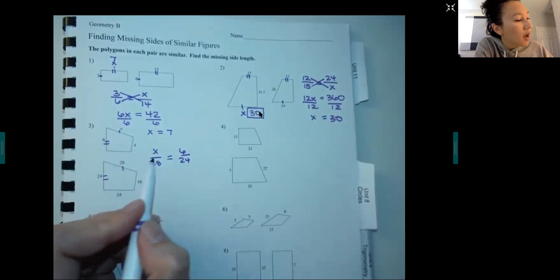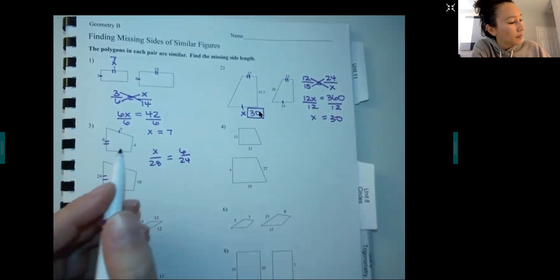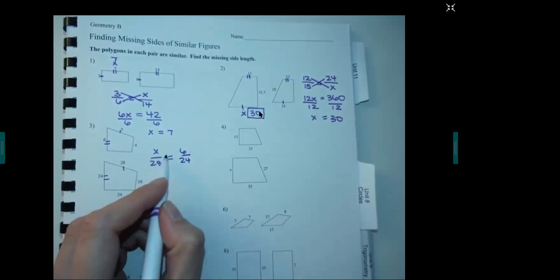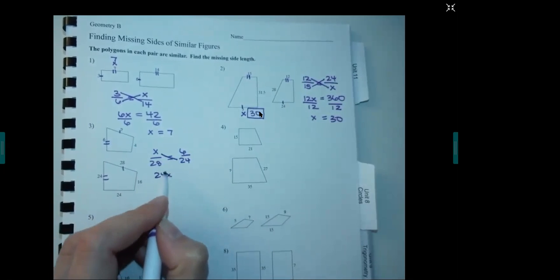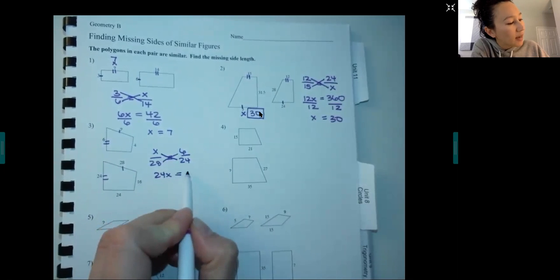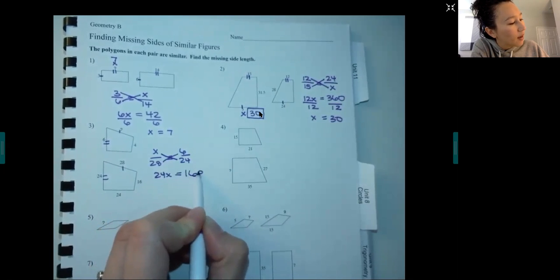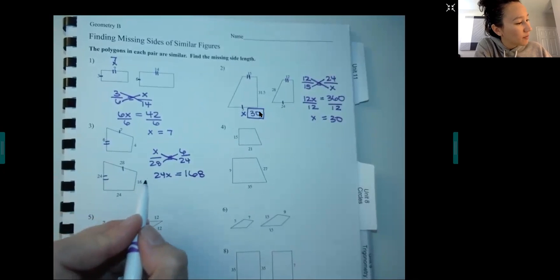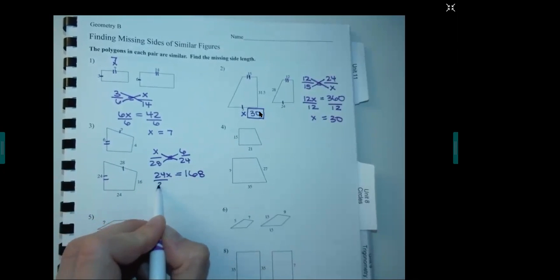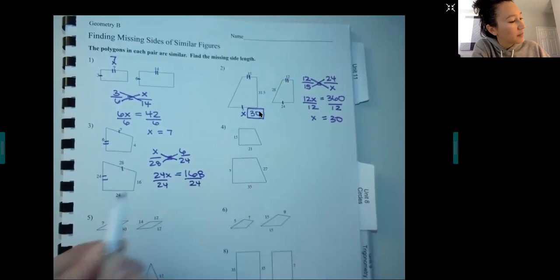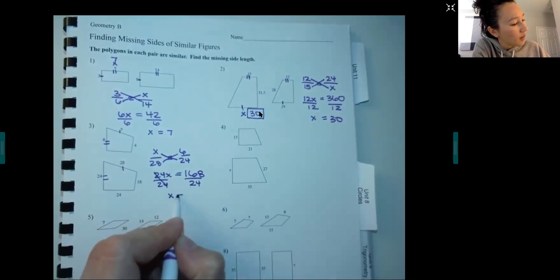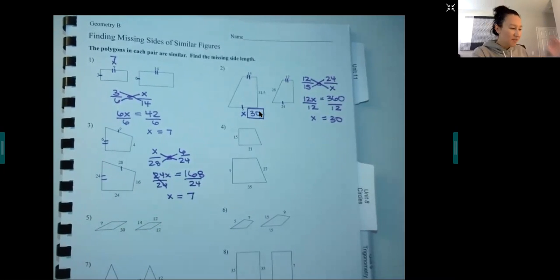Good, Jasmine. What did you get when you cross multiplied? 24x equals 168. Good. And then what did you do? I divided by 24 on both sides. Very good, and got x equals 7. Well done.